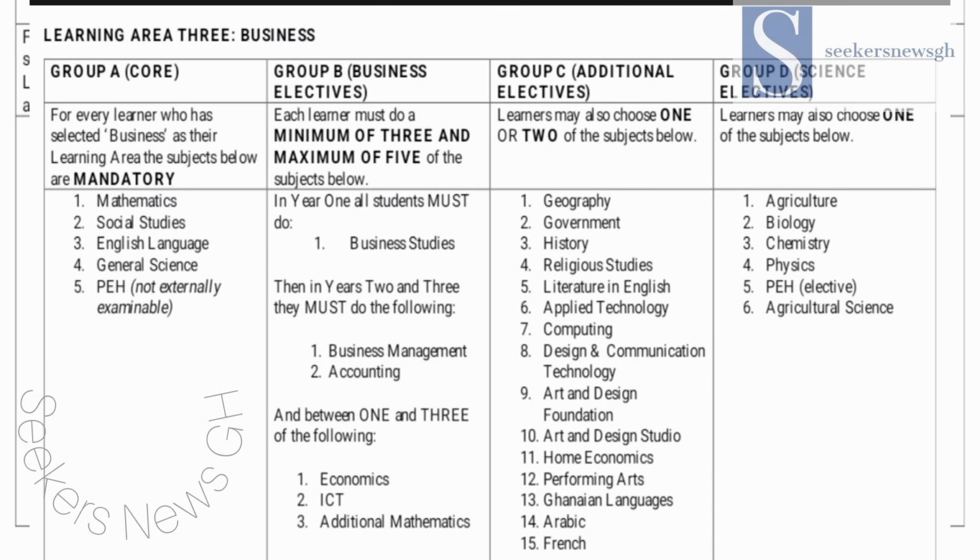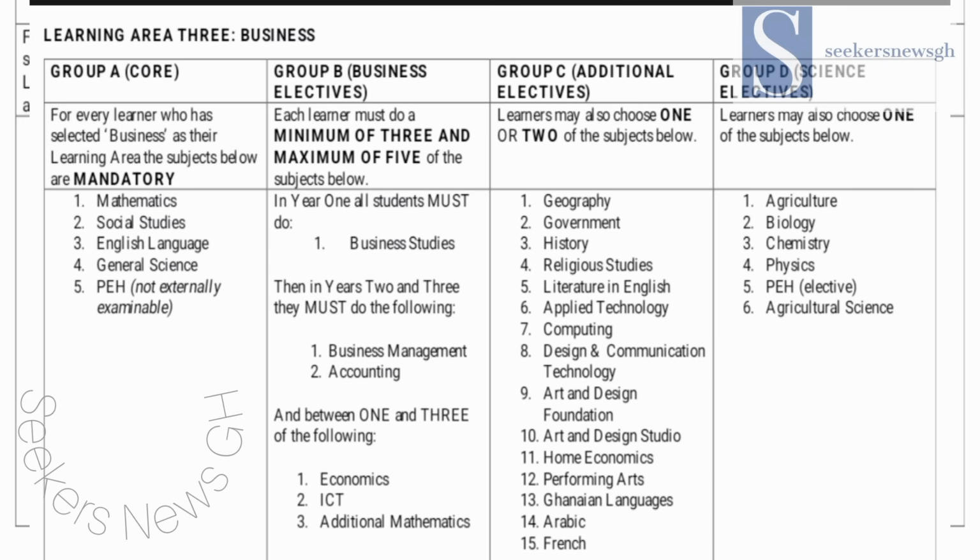Then in group C, the learner may also choose 1 or 2. So in addition to business studies, the learner can choose government, computing, art and design studio, performing arts, Ghanaian language, Arabic, French, and so many of them. Then in group D, where the person has to choose only 1, we have agriculture, biology, chemistry, physics, PEH, and agricultural science.